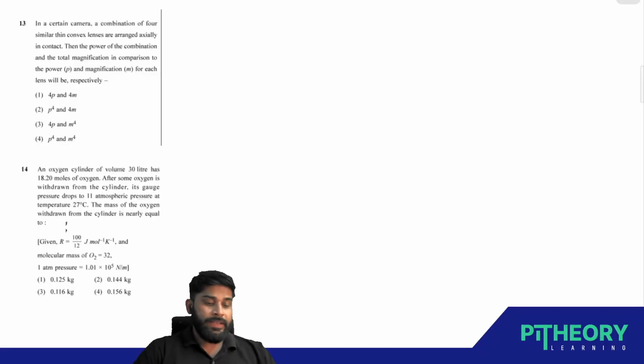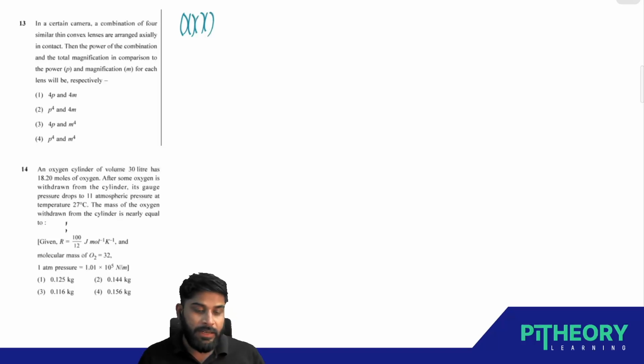So what we have got next, question number 13. In a certain camera, a combination of four similar thin convex lenses, right? We have four similar convex lenses, and they are placed, arranged axially in contact, like this. Then the power of the combination and the total magnification are to be compared with the power P and magnification M of each. Each has power P and magnification M. So what we use here is the idea of combination of thin lenses.